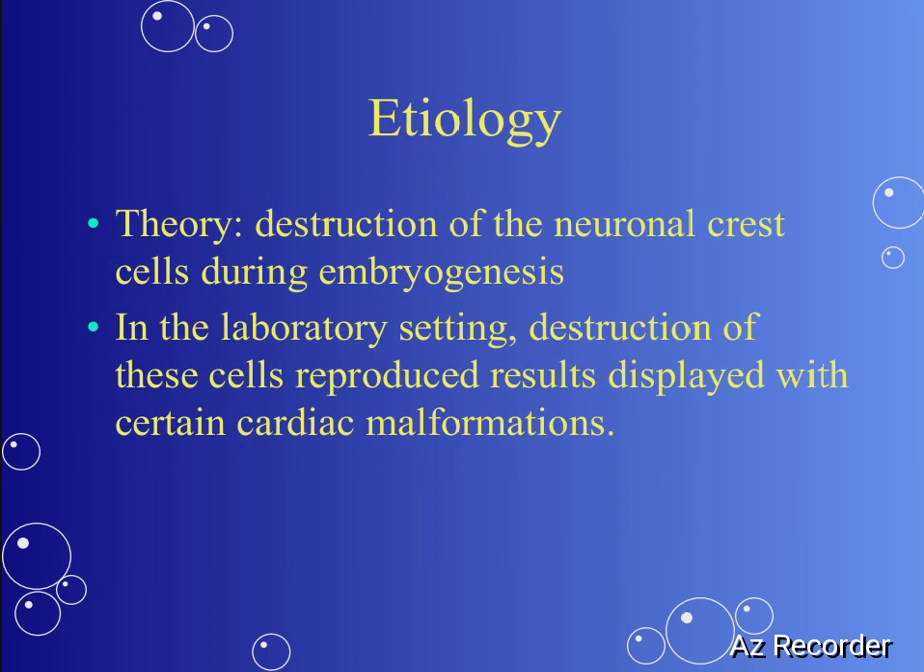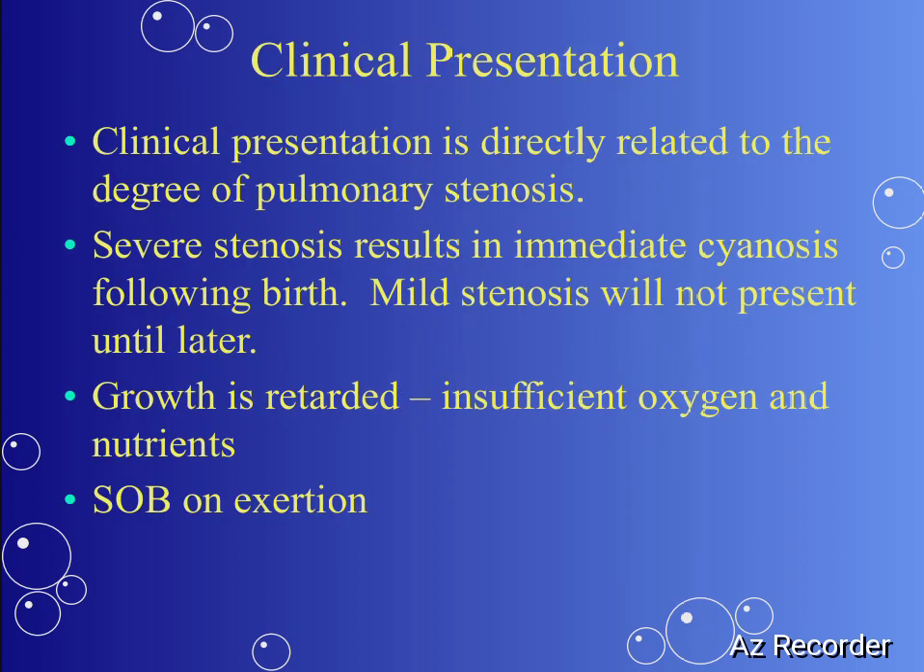Etiology: the theory is the destruction of neural crest cells during embryogenesis in laboratory settings. Destruction of those cells reproduced results that displayed with certain cardiac malformations. Clinical presentation is directly related to the degree of pulmonary stenosis. Severe stenosis results in immediate cyanosis following birth.